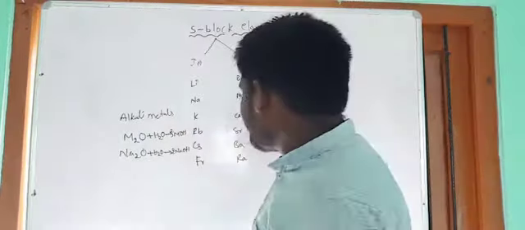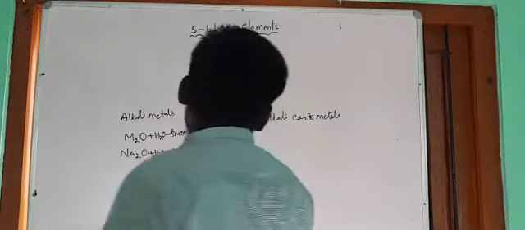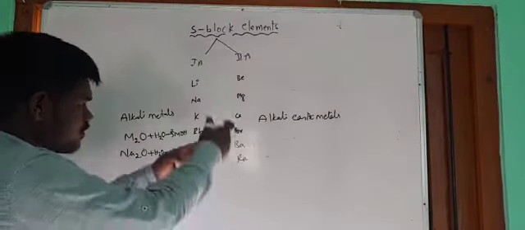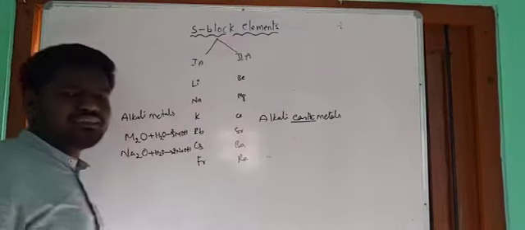So that's why these are known as alkali metals. And next one, alkali earth metals. So first of all, these metals are present in the earth crust. That's why this name is there.